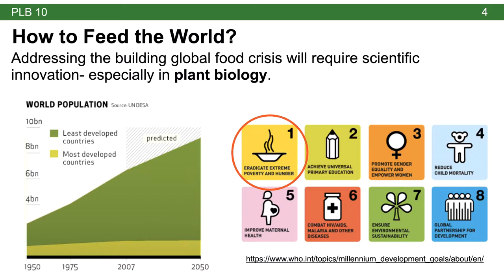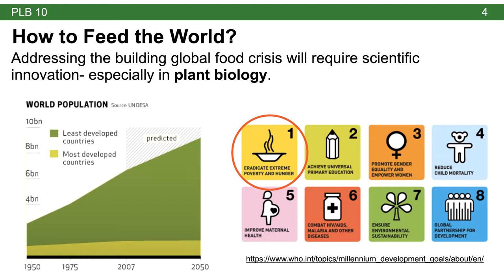You can see on the left here that the world's population is growing very rapidly, especially in the least developed countries, where technology, especially in plant biology, may be in short supply. And the WHO has identified eradicating extreme poverty and hunger as its primary goal. While this lecture is focused on California, it's important to recognize California's place in the global agricultural economy. California is an important exporter of many different food crops to places all around the world.